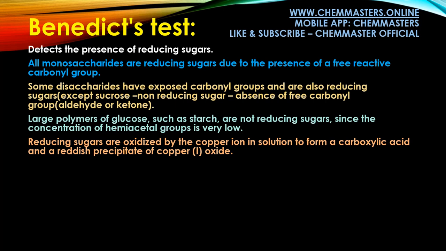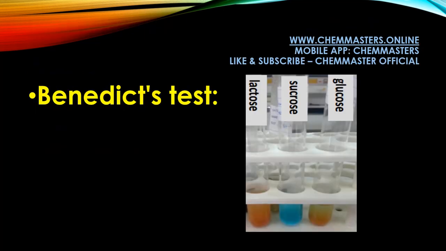Here copper plus 2 is reduced to copper plus 1 oxide. Okay, right. So here the lab tests are taken. If you take glucose, sucrose and lactose, we know that glucose is a monosaccharide, and it has a free aldehyde functional group. That's why it gives a positive test, showing a reddish precipitate.